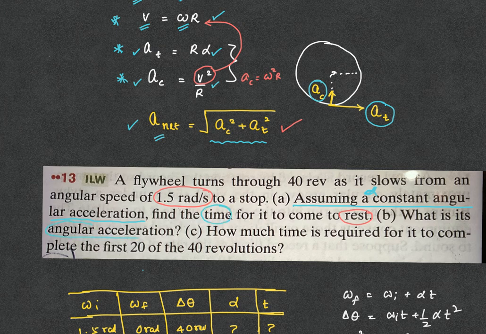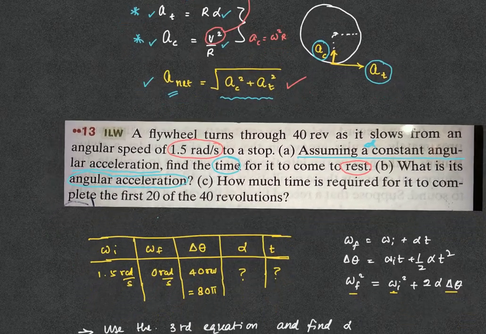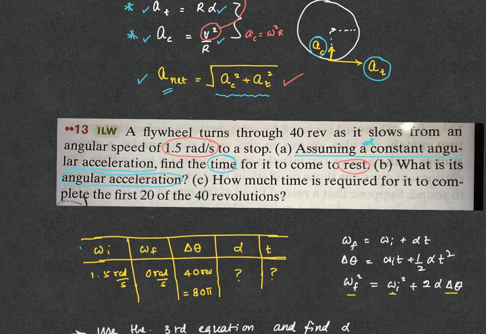angular acceleration. Now the equations that we need, and if you actually set up the table first, look at this. The first one, initial angular velocity, final angular velocity, and the displacement, and alpha and theta. Those are the things that should go in the table. Initial velocity is given, 1.5. Final velocity is given, 0.